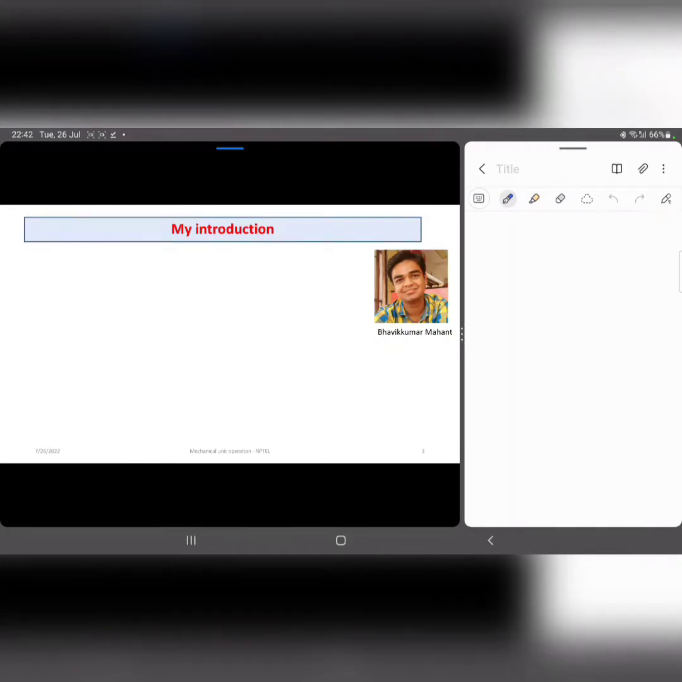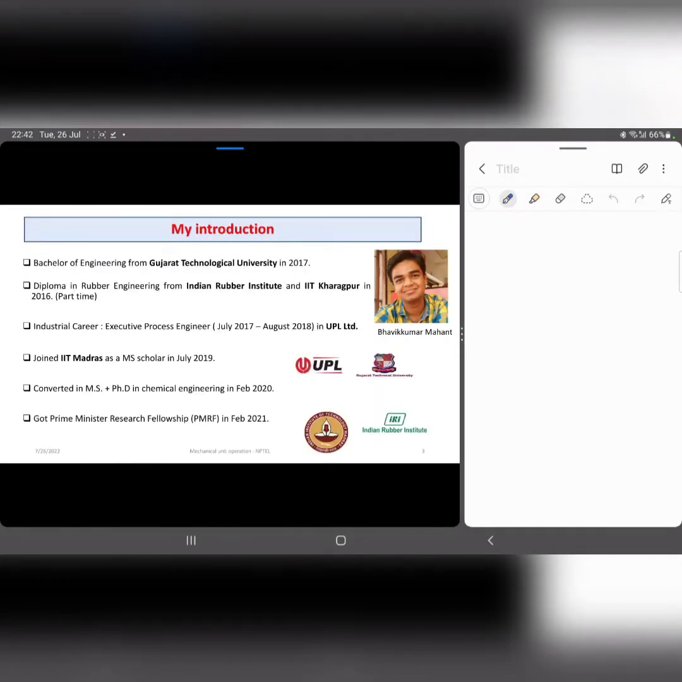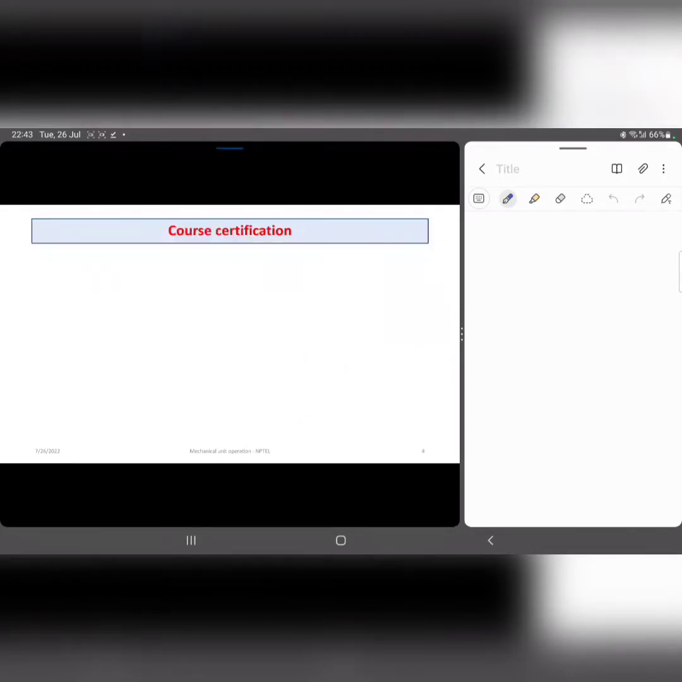And a little bit of my introduction. I am Bhavik Kumar Mahant. I completed my BE from Gujarat Technological University in 2017. I have a diploma in rubber engineering from the Indian Rubber Institute and IIT Kharagpur. I have a small industrial career as an executive process engineer in UPL Limited. After that, I joined IIT Madras as an MS scholar, then converted into MS and PhD in February 2022, and I got the Prime Minister Research Fellowship after 1 year of converting into the PhD. This is all about the brief introduction of the teacher as well as myself.